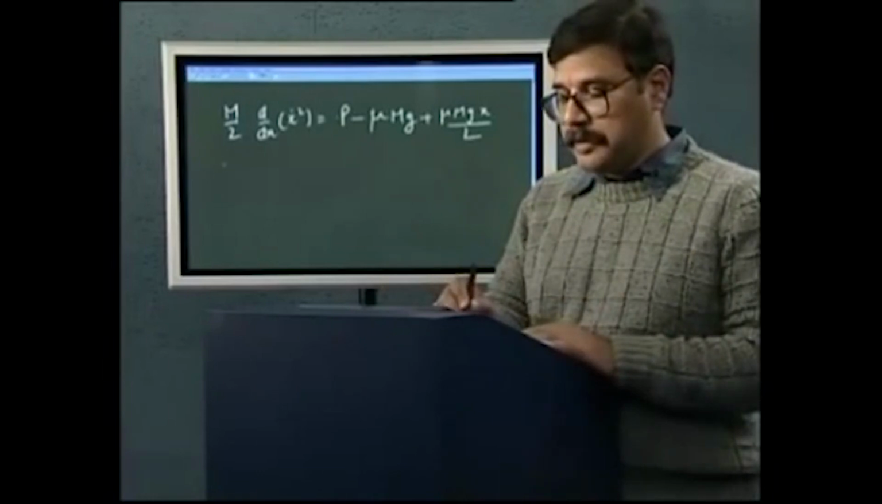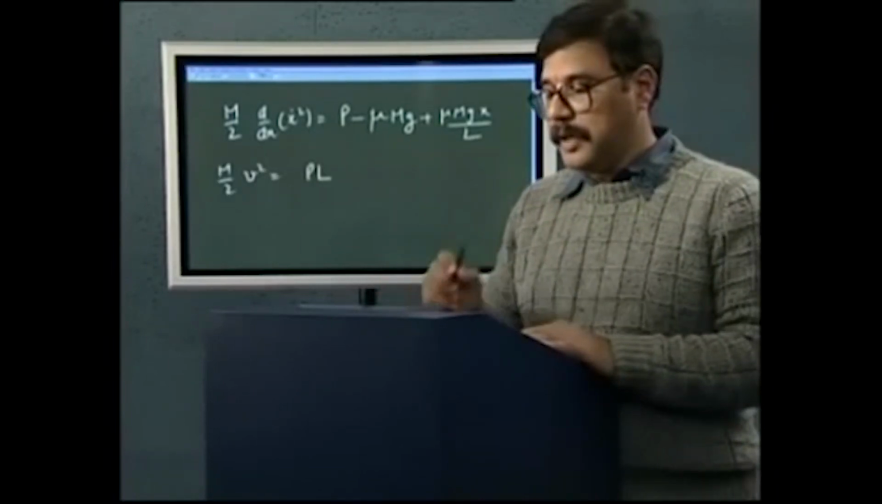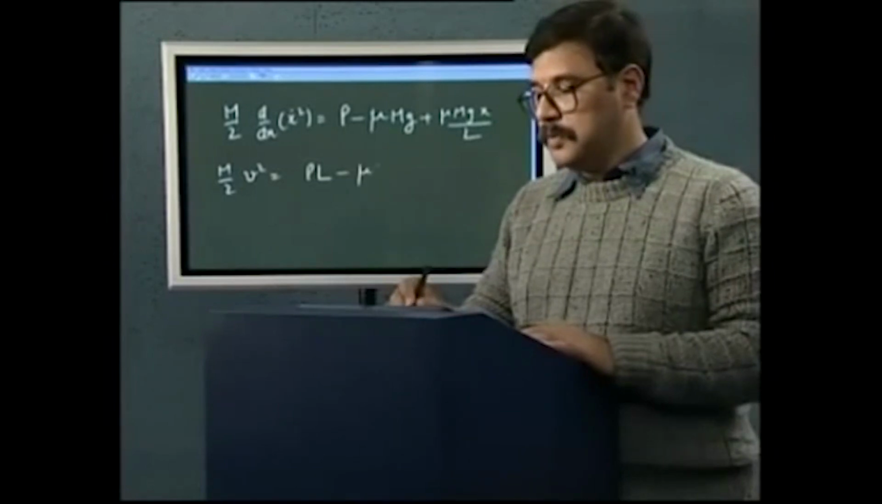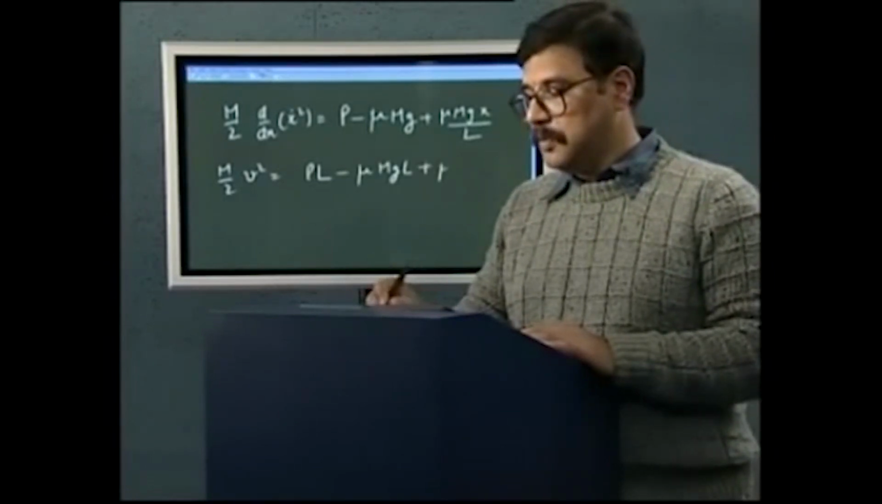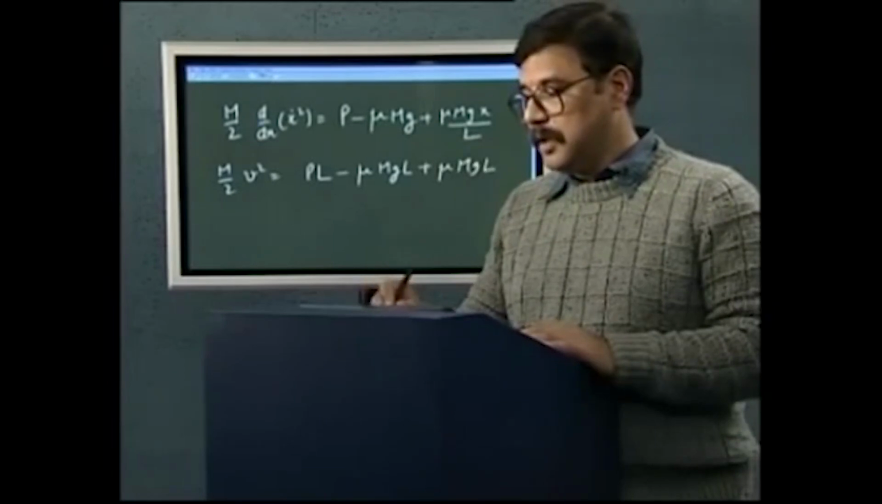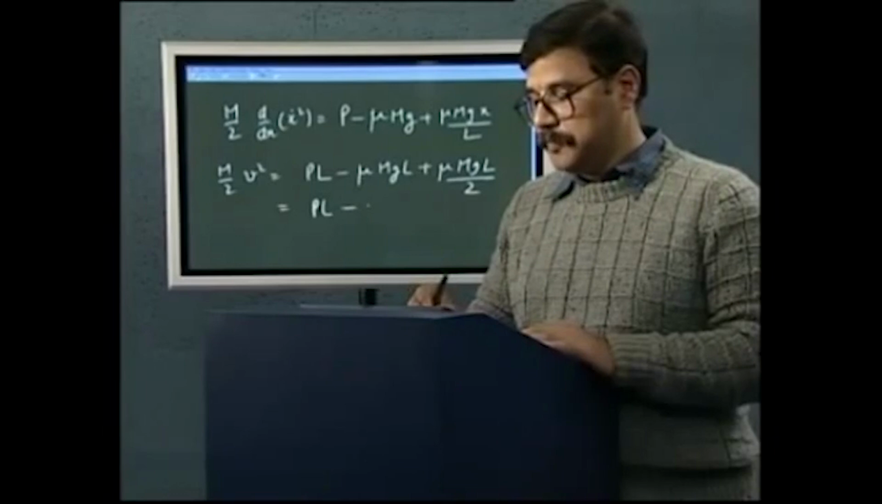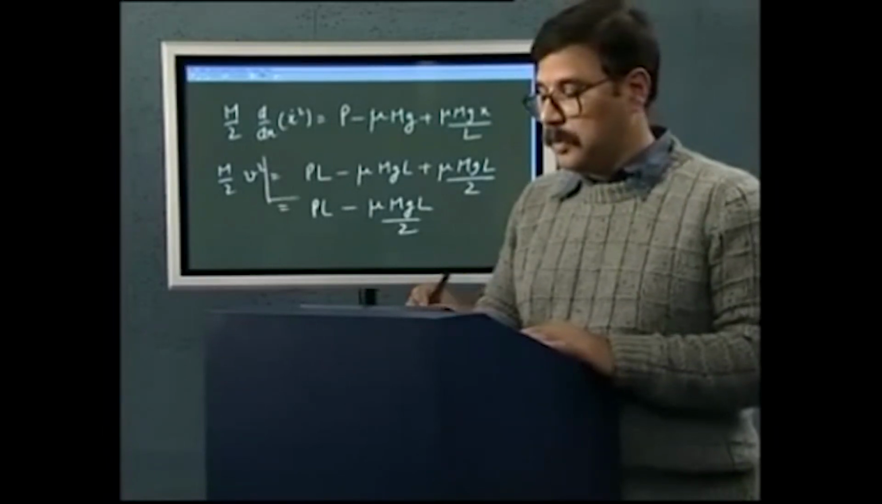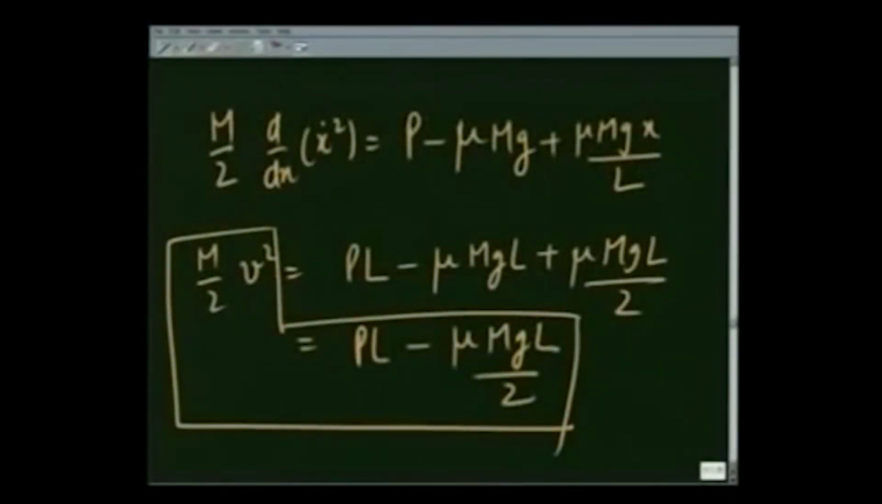By integration I get m over 2 v square equals P L minus mu m g L plus mu m g L over 2, which is nothing but P L minus mu m g L over 2, and that gives me the speed of the chain after it has been pulled out fully.